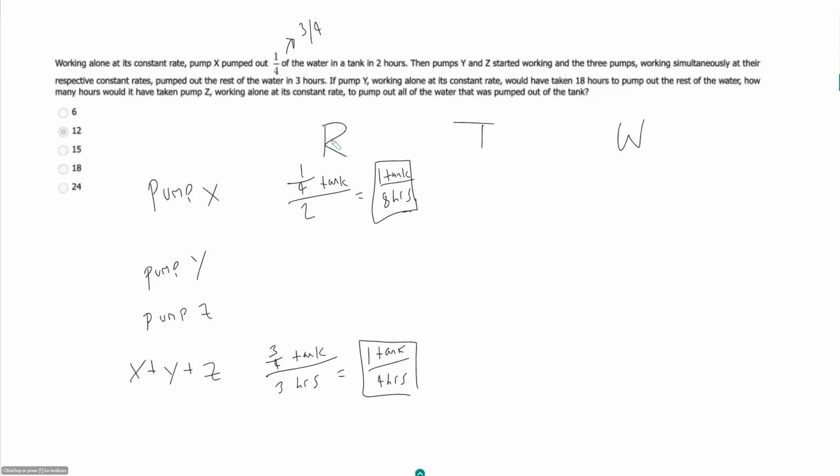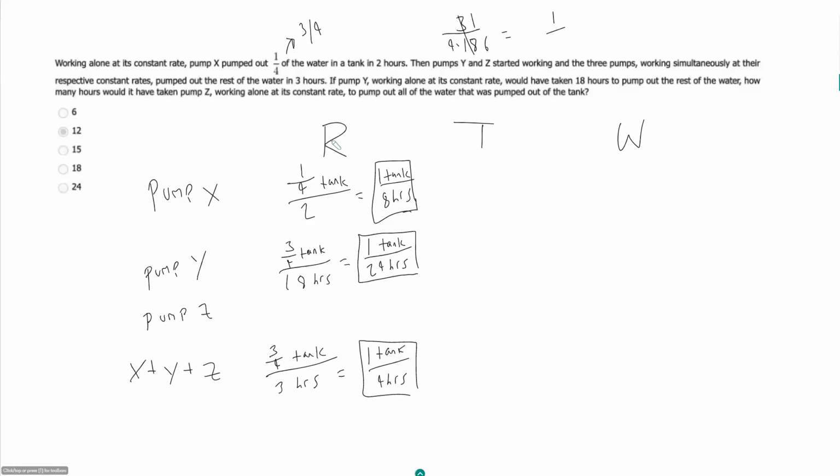So what do we know about Y? Y can pump out 3/4 of our tank, the remainder of our tank, every 18 hours. So 3/4 of a tank per 18 hours. What is that? 3/4 times 1/18, which is 1/4 times 1/6, which is 1/24. So pump Y's rate is 1 tank per 24 hours.